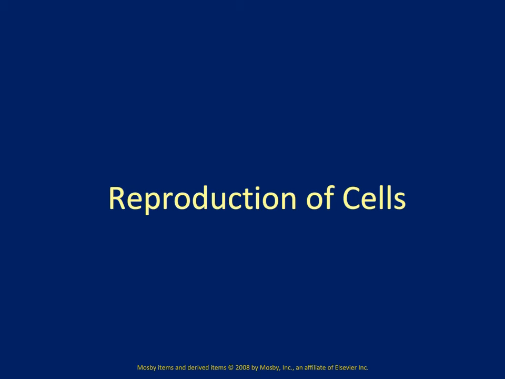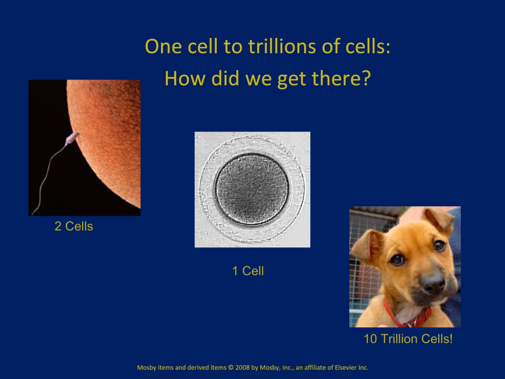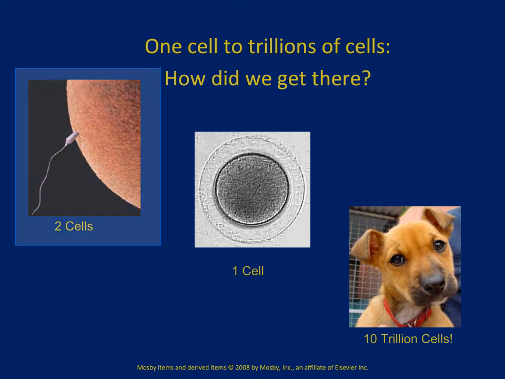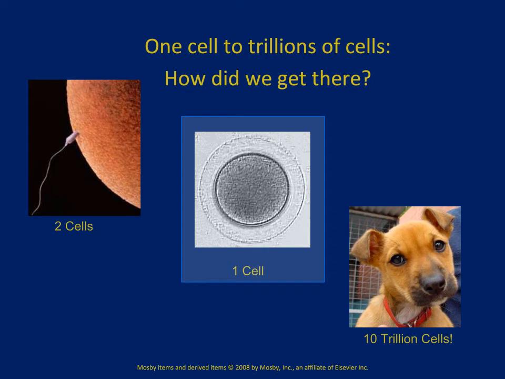Today we're going to start part two of our lecture on cells, and specifically we're going to focus on cellular reproduction. So like most mammals, cats and dogs start out as one or two cells. That is, they start out as an egg and a sperm cell that get together during the act of fertilization and then become a fertilized egg or zygote.